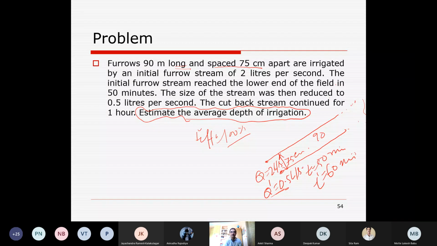So have you noted down this problem? Yes, sir. Okay. So bring the answer to me tomorrow. This is a simple arrangement of the ideas you have learned. I want to know what will be the average depth of irrigation there.